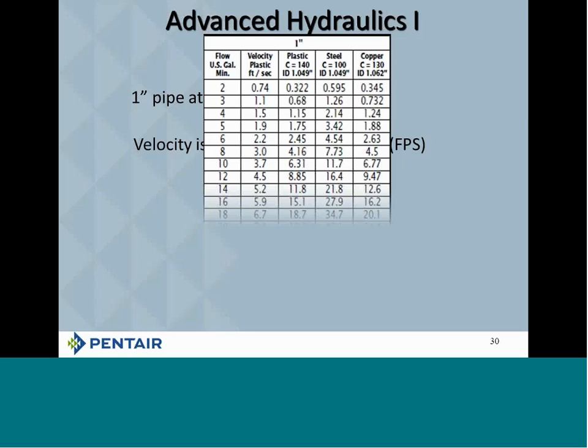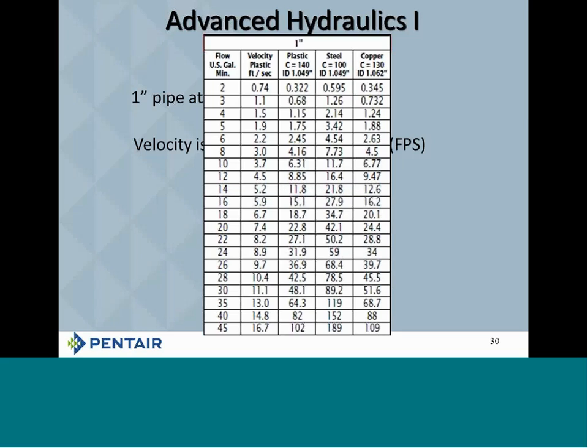All right? And of course, you're going to notice here that it gives us a couple of different columns. The first column there is our flow in U.S. gallons per minute. The second column there is our velocity in feet per second. Okay? So once again, if we go down to 10 gallons a minute, you're going to notice that our velocity is 3.7. Now, so we put that answer in, and then what winds up happening?